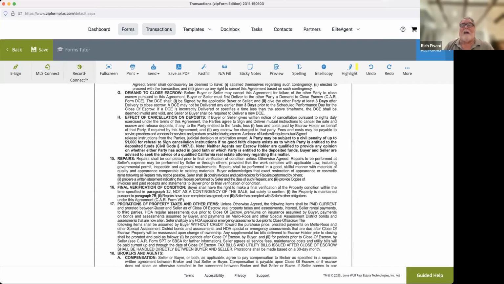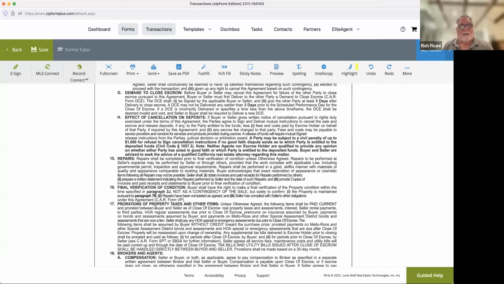Repairs shall be completed prior to final verification of condition unless otherwise agreed. Repairs to be performed at the seller's expense may be performed by seller or through others, provided the work complies with applicable law, including governmental permit, inspection, blah, blah. Repairs shall be performed in a good, skillful manner with materials of quality and appearance comparable to existing material. So, the seller can agree to do repairs in lieu of giving a credit, yes. They should be done prior to the final verification to make sure that they were done.